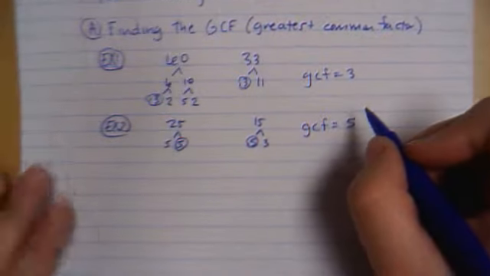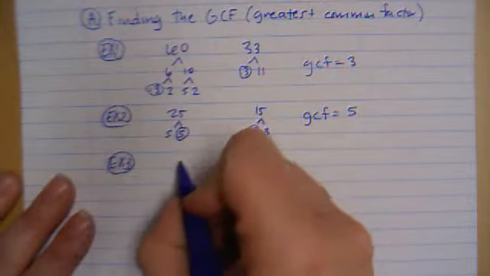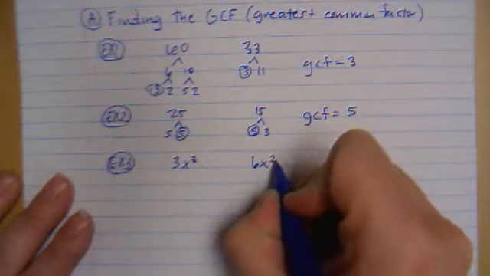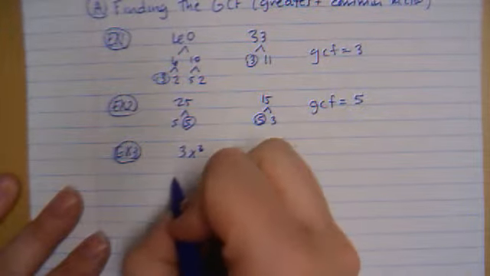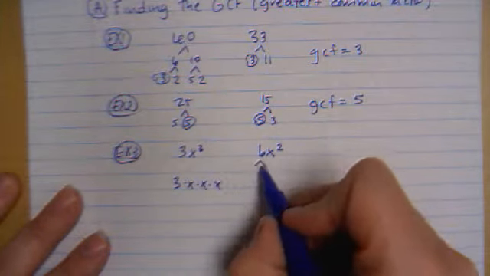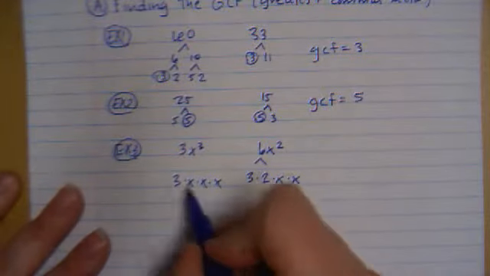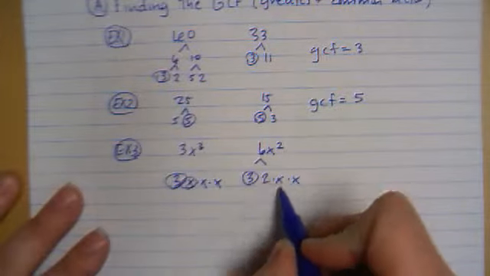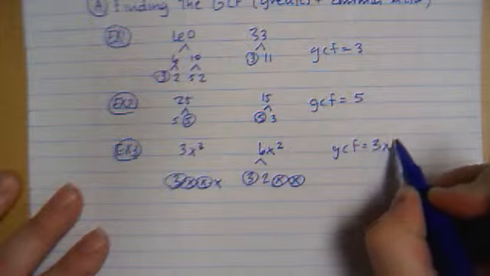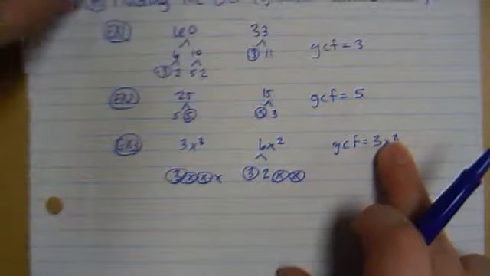Okay, now we're going to use these same ideas for algebra, so putting in some variables with it. So if I have 3x cubed and 6x squared, 3 is already down to its prime number, but there's 3 x's, and then 6 can be broken down as 3 times 2, and then there's 2 x's. So if I look at these, they have a 3 in common, and then they have 2 x's in common. So my GCF in this case would be 3x squared, because they have 3 and then 2 x's.